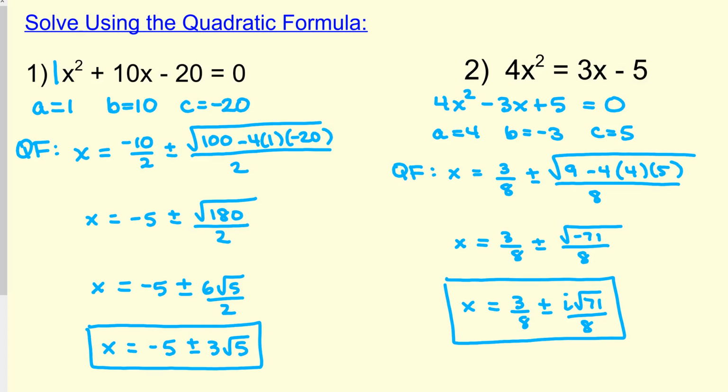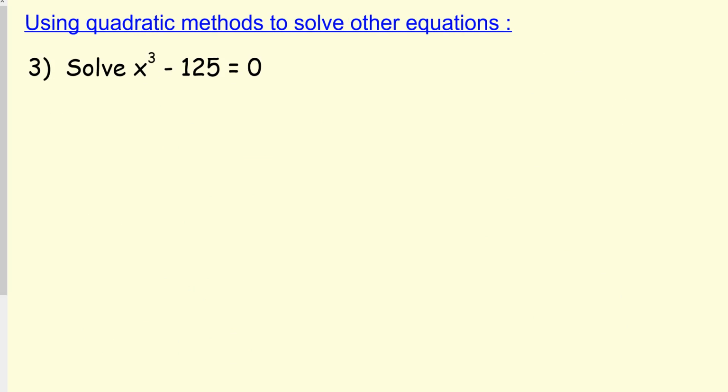Okay, then for the last part of our lesson, we're going to do 3 more examples where we don't have a quadratic equation, but we're going to use quadratic methods to solve the equation. So this one would be a cubic equation. And if you look closely at the left side, x cubed minus 125, that should look familiar because of the day we did factoring. Remember the difference of cubes factoring formula, or the SOAP formula, as I refer to it.